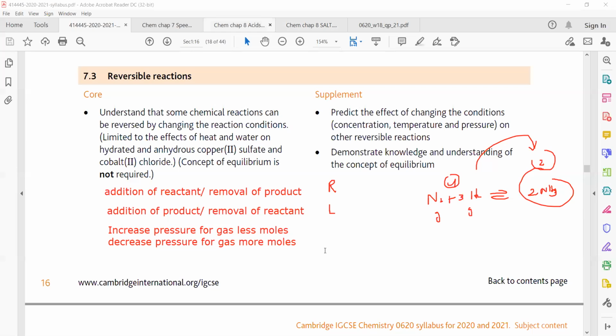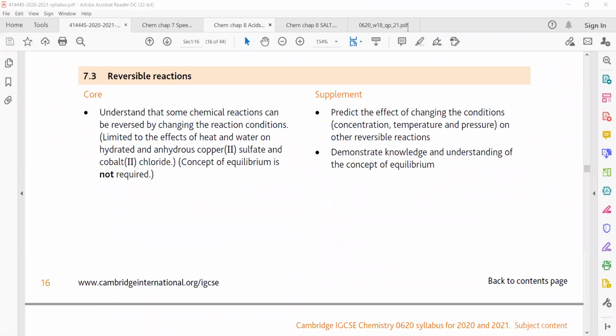And for temperature, it depends on what kind of reaction. When we increase the temperature, for an exothermic reaction it will shift to the left, and for an endothermic reaction it will shift to the right, because it's about the energy of the particles. Reactants have low energy and the products have high energy in endothermic reactions, and the opposite in exothermic.